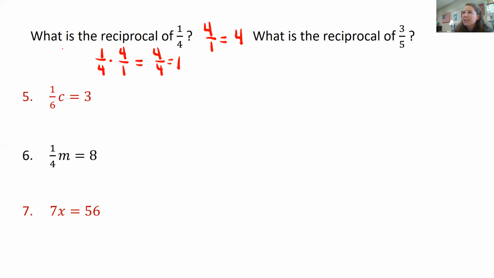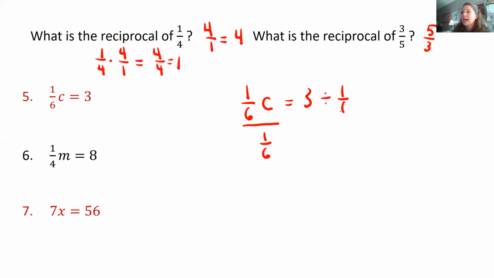All right, so the next question, what is the reciprocal of 3/5? Well, if you flip 3/5, you get 5/3. That's the reciprocal. So when you have problems like 5 and 6, where you have multiplication by a fraction, one way you can get rid of times 1/6 is to multiply by its reciprocal. Because technically this is a multiplication problem, right? And the opposite of multiplying is dividing. So we would divide both sides by 1/6.